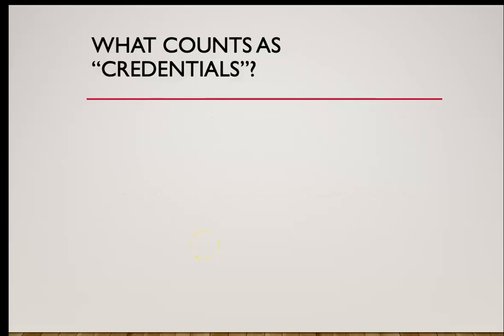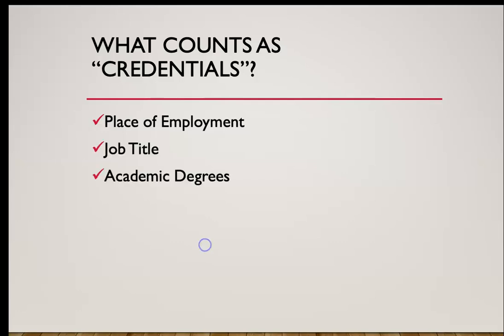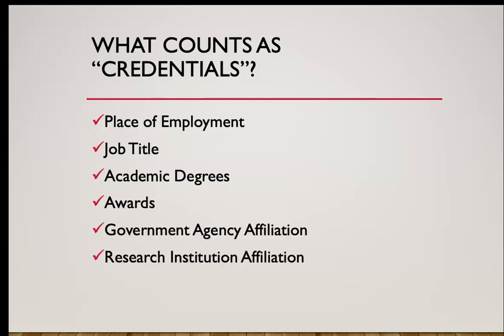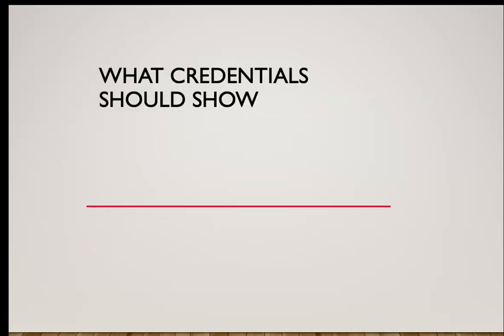So we want to look a little bit at what counts as credentials. There's a lot. So you can have a place of employment, like we did in the email. You have a job title, academic degrees, awards, government agency affiliation, research institution affiliation, university affiliation. There's tons of other stuff that you could do to show the person knows what they're talking about in the opinion that they just gave you.